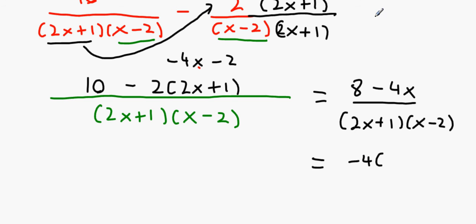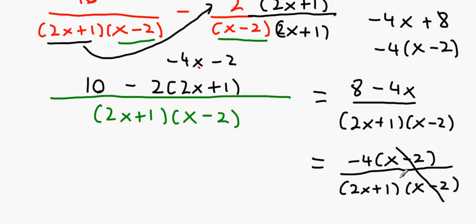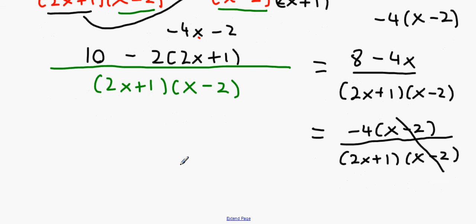We can actually change this around to minus 4x plus 8. Let's take minus 4 out. When we take minus 4 out, you're going to get minus 4 into x minus 2, and that's going to be divided by 2x plus 1 by x minus 2. The x minus 2's will cancel, and therefore your answer is going to be minus 4 over 2x plus 1.